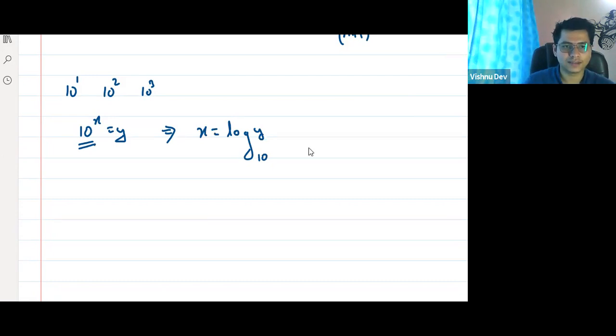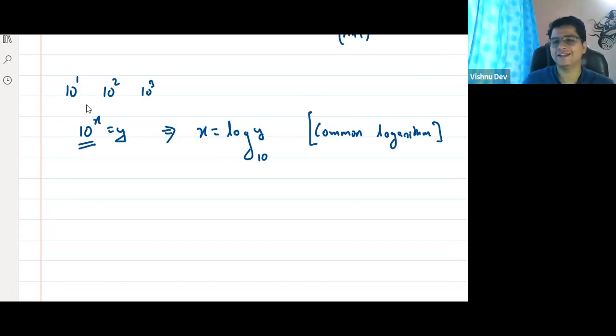This is called the common logarithm. Generally we try to convert anything into powers of 10 because it is easy to work with powers of 10. We can relate it with 10, because it gives us a reference: 10, 100, 200, and those things.